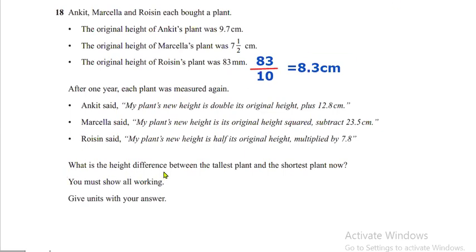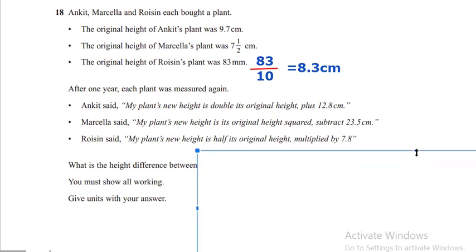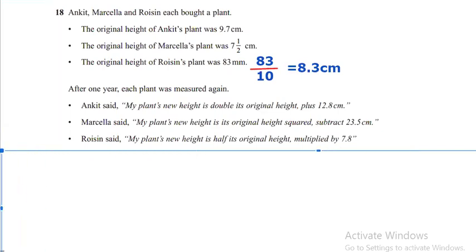Now, let's read the rest of the question. What is the height difference between the tallest plant and the shortest plant now? You must show all your work, give units with your answers. So we need to find first the new heights of the plants and then take the highest one, the tallest one, and the shortest one and subtract them from each other. That's the whole idea of this question. Now let me cover this part here so I can work on this space, okay? So shortest and highest, subtract them, show your work, and give units with your answer.